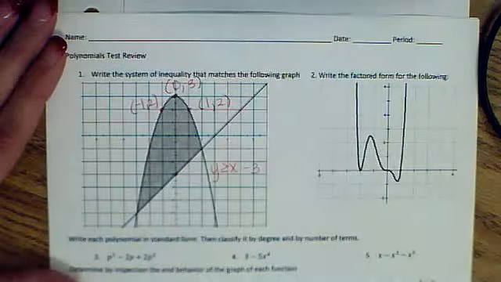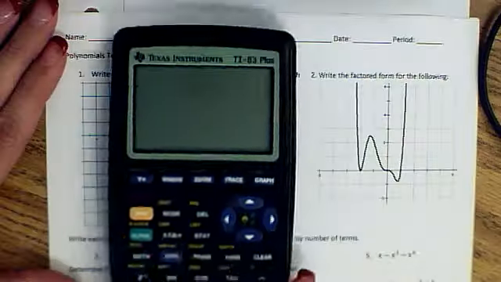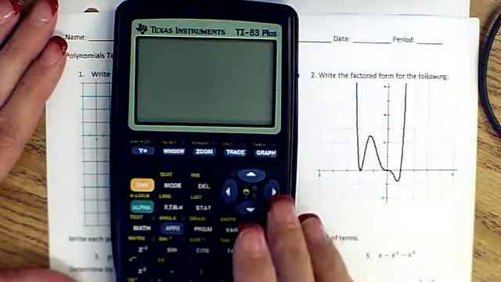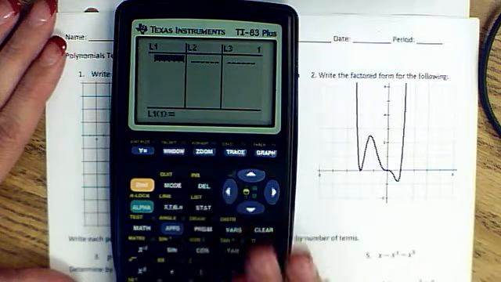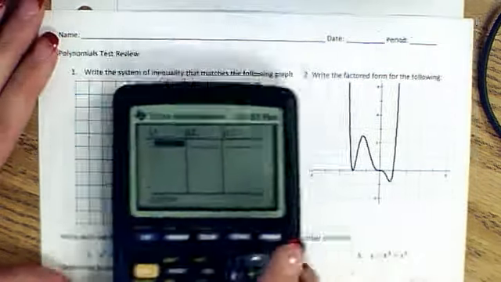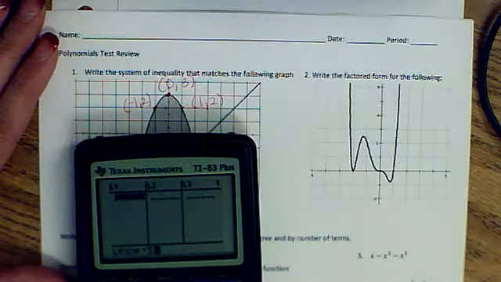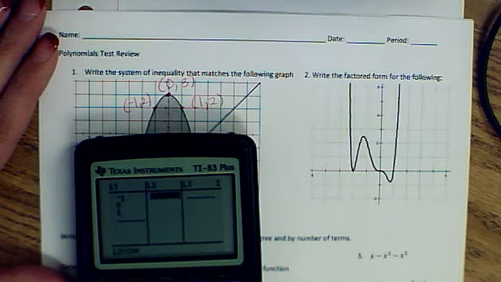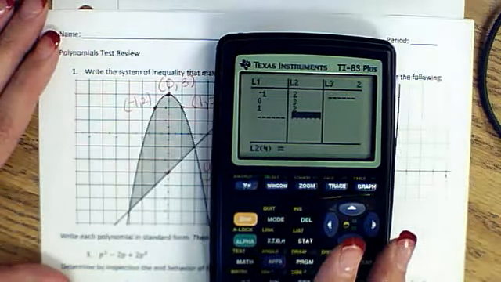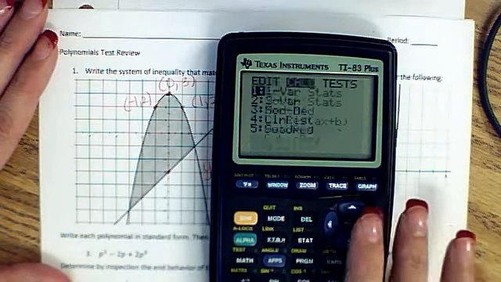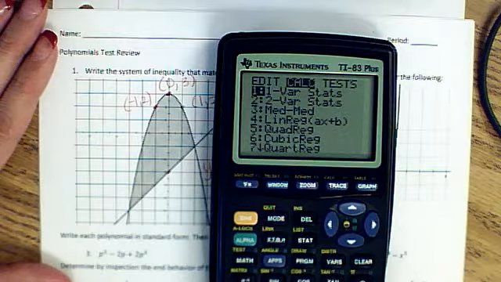So I'm going to go to my calculator, and you do stat, edit. In L1, I'm going to put my x's. So -1, 0, and 1. In L2, I put my y's. So 2, 3, and 2. Then do stat and over to calc, and you're going to do quadratic regression, number 5.